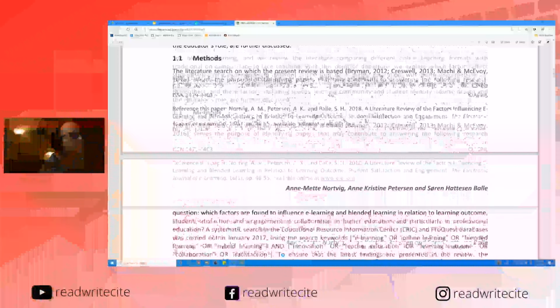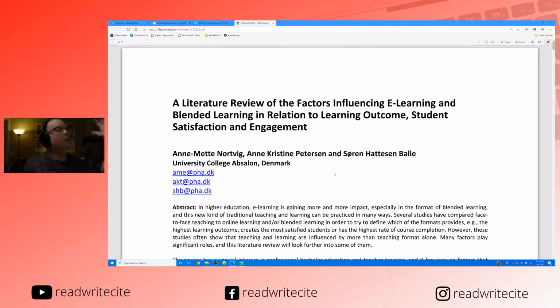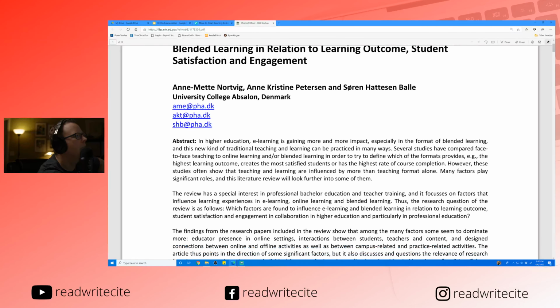Okay, so this is a literature review. And it's nice that the title makes it really clear. A literature review of the factors influencing e-learning and blended learning in relation to learning outcomes, student satisfaction, and engagement. These authors, I am going to butcher these names if I tried. My ancestors are from Denmark, but it doesn't mean I can say it. Mette Nortvig, Christine Pettersen, and Soren Hattensen, from University College Absalon in Denmark. Has their email addresses, their abstract.